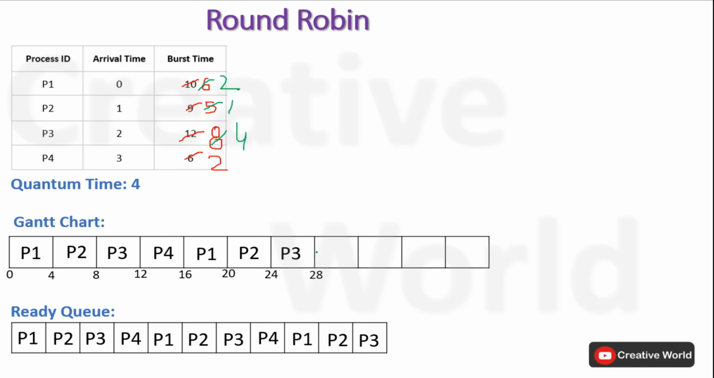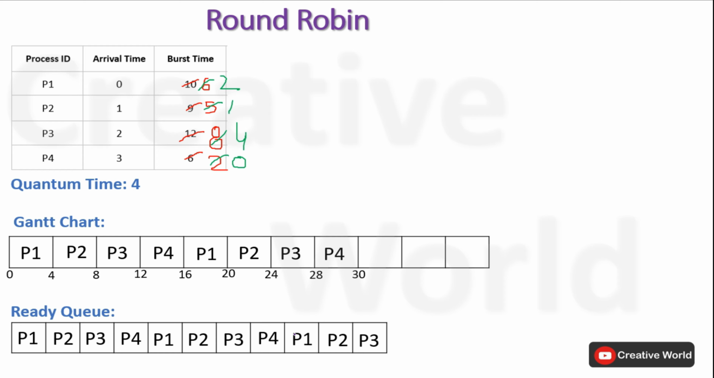So it will be executed. Now the remaining burst time of P4 was 2 but the quantum time is 4. So it will execute for only 2 times up to 30. And it will finish. Its remaining burst time is 0. So P4 is completed.